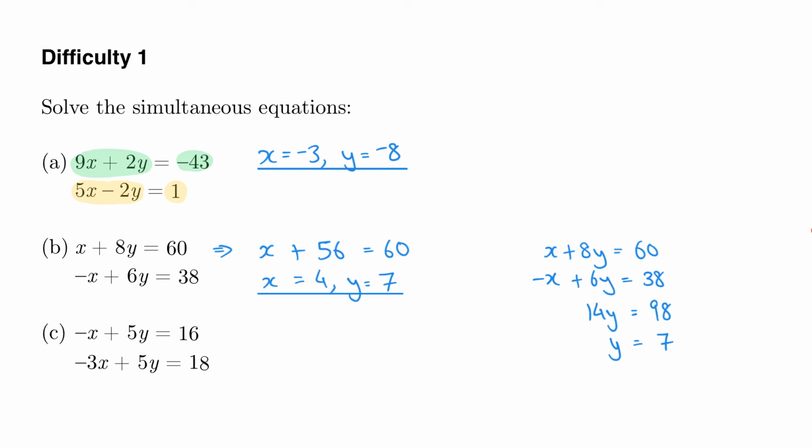Negative x in this case would be negative 4. Remember, if x is 4, negative x would be negative 4. So we'd have here negative 4 plus 6y, or 6 lots of y is 6 lots of 7 in this case, so that's 42. And negative 4 plus 42 is indeed 38. So we know that those values satisfy the second equation. So we've solved this set of simultaneous equations. x equals 4, y equals 7. Let's move on to part C.